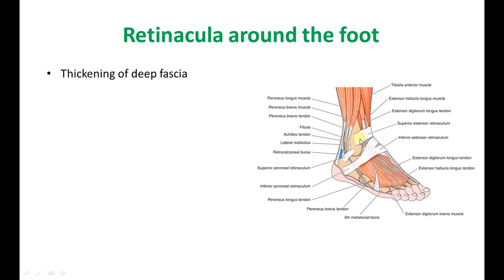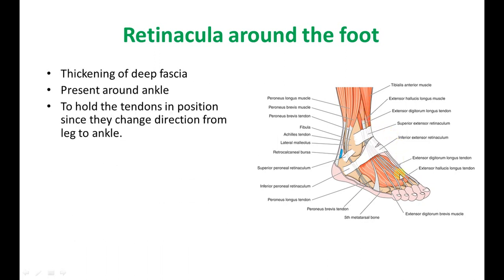Why are the retinacula present? To prevent bowstringing of the tendons, especially when you move, because all the tendons from the leg change their direction when moving to the foot. You can even see the peroneus longus going behind. During any movement of the foot, because there is a change in direction, there is a tendency of these tendons to bow out medially. To prevent that, the retinacula firmly hold the tendons in place.